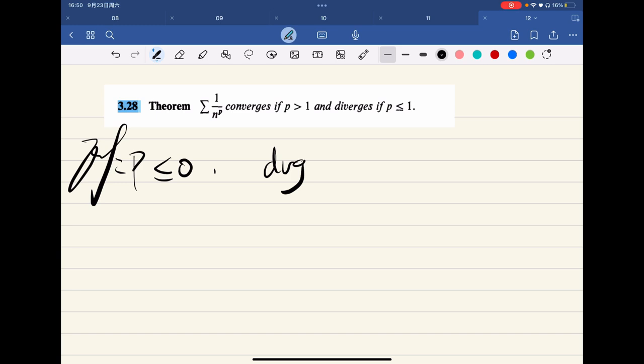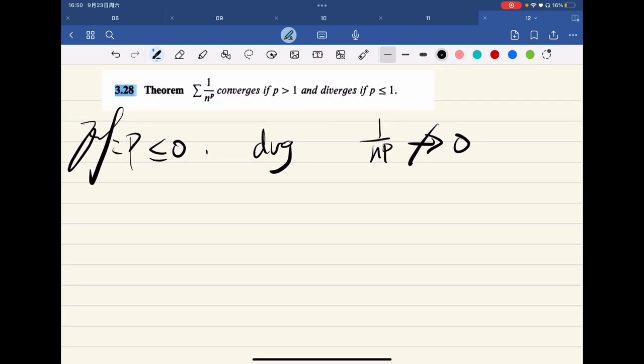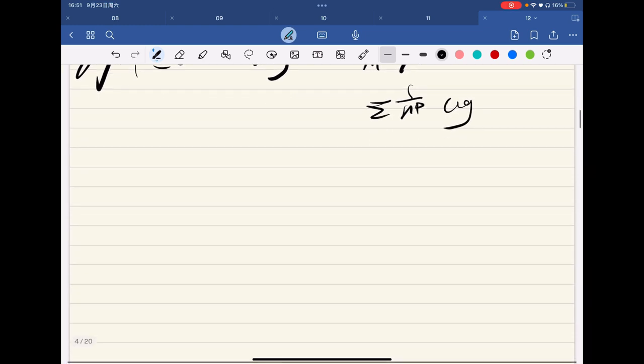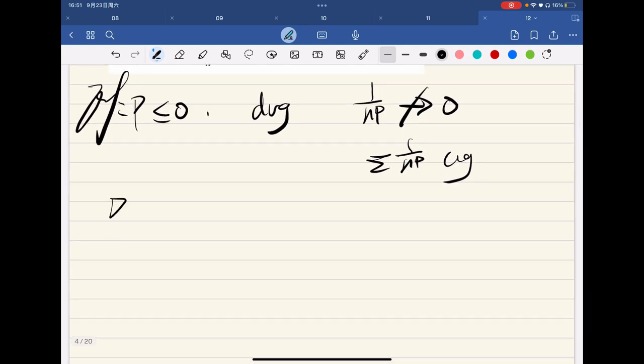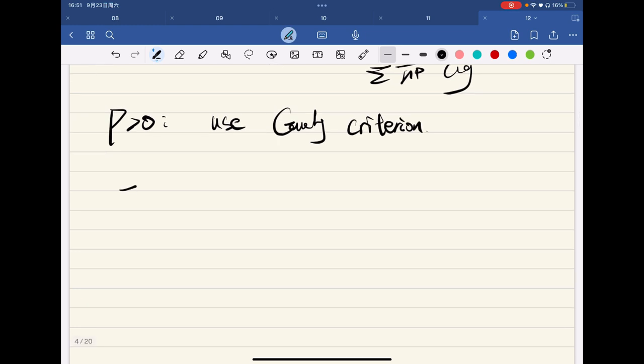Well, if p is greater than 0, then we use the Cauchy criterion. So, 1 over n to the p converges if and only if the sum of 2 to the 1 minus p times k converges.